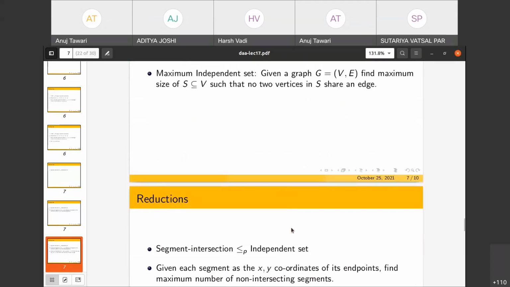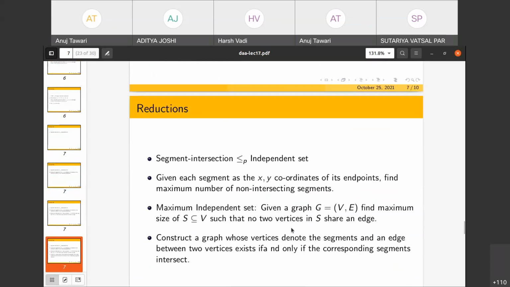So how do I construct this graph? I take this graph whose vertices denote these segments. And there is an edge between two vertices if and only if the corresponding segments intersect. So this is a geometric problem. You know when two segments intersect, right? Yeah. So there is one answer. We can let a vertex denote a line, and vertex V1 is connected to vertex V2 if and only if the line V1 intersects V2. Yeah, exactly the same thing.